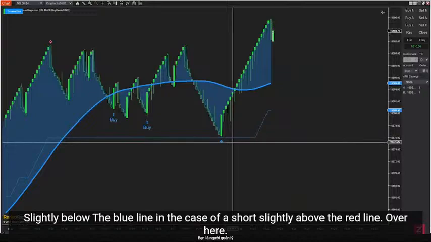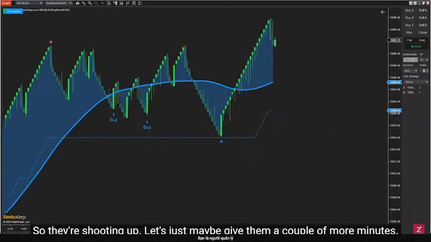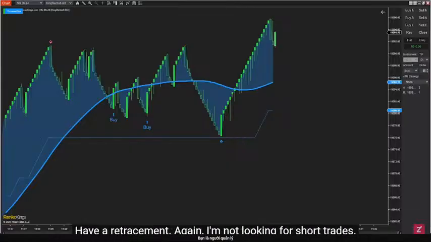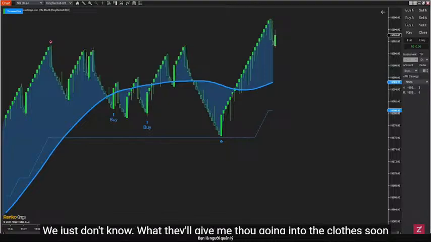So they're shooting up. Let's just give them a couple more minutes and see if there's anything. Any questions, by the way? Now's a good time to ask while we give them a couple of minutes to see if I can have a retracement. Again, I'm not looking for short trades. I just don't know what they'll give me now going into the close soon. Yeah, I don't want to just waste anyone's time here.